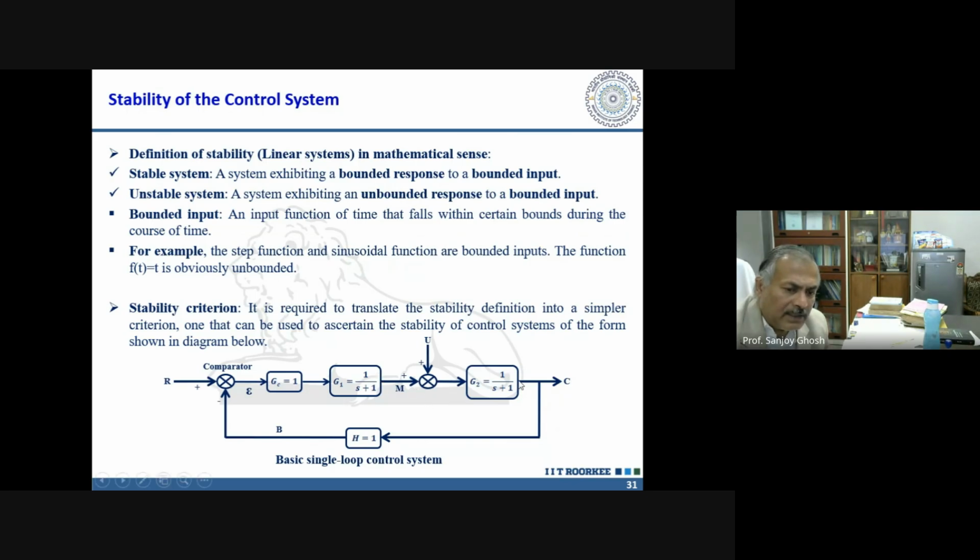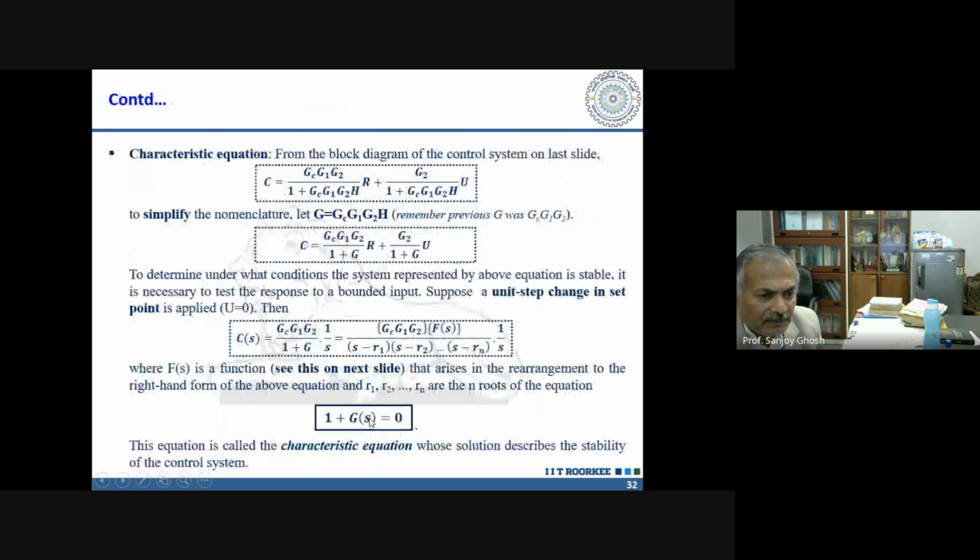G2 is the transfer function of the process, 1 by S plus 1 in the Laplace domain. All are in the Laplace domain. H, for simplicity's sake, I also put as 1, because this is your measuring element transfer function, which I am overlooking. What is important is the process transfer function, the most important one, and the final control element, from where the control happens. U is the disturbance, R is the input change.